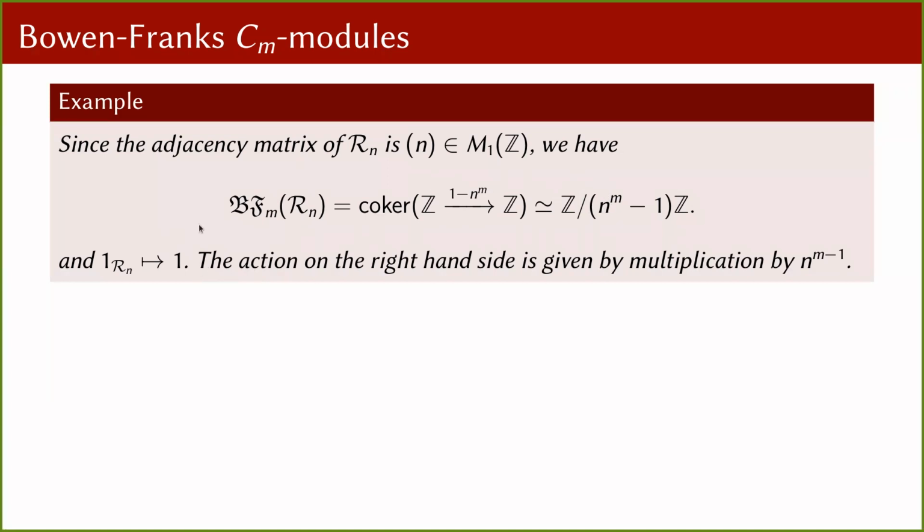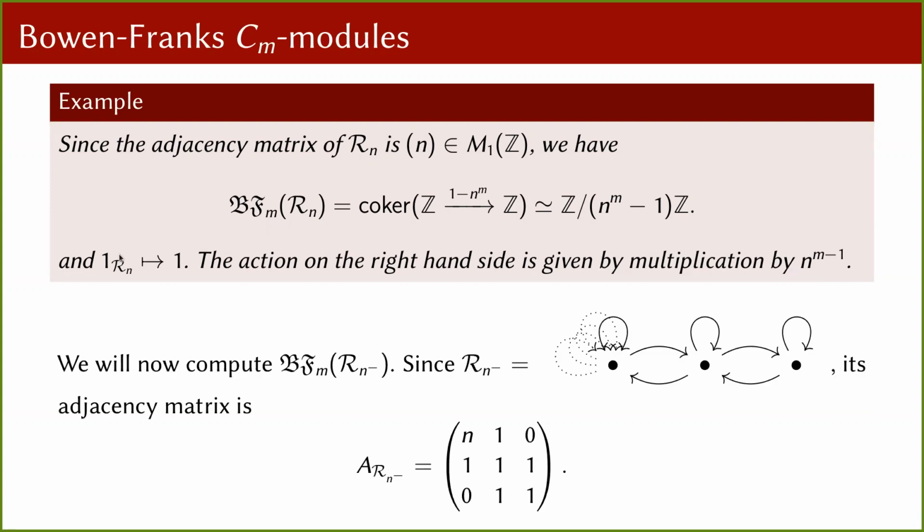Also, as I said before, these are Cm-modules, and we care about the Cm action. So again, one has to check via this isomorphism what the action corresponds to, and it corresponds to multiplication by n to the m minus 1. Okay, so that's Rn.